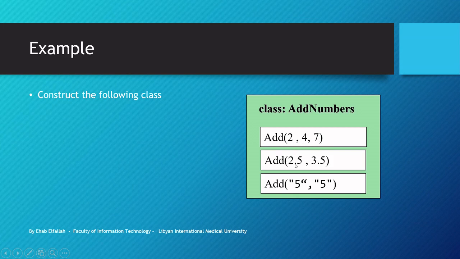In the second overload, 2.5 is a float variable, and comma, 3.5 is another float variable. So in the second overload, I will receive two float variables. And here, add will receive two string variables separated by a comma. This is a string. This is 5, not a number. This is a string because we can see the quotation marks here.